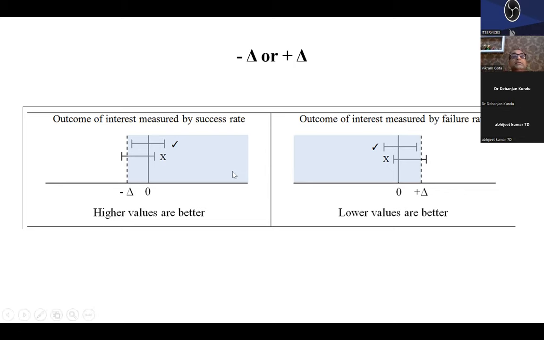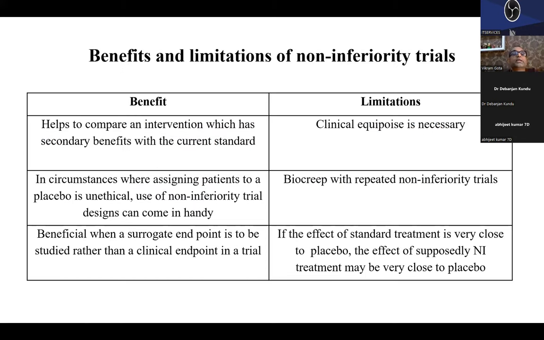So what it means is, if the outcome of interest is measured by success rate, as in a response rate, higher values are always better, like 50 is better than 40. But if the outcome of interest is measured by failure rate, let's say breakthrough infection, then lower values are always better. So 20% is better than 25% here. So the margin is set accordingly as either minus delta or plus delta. Did you understand? That is all I wanted you to understand here.